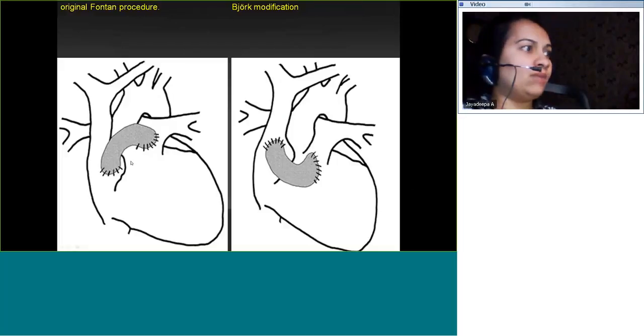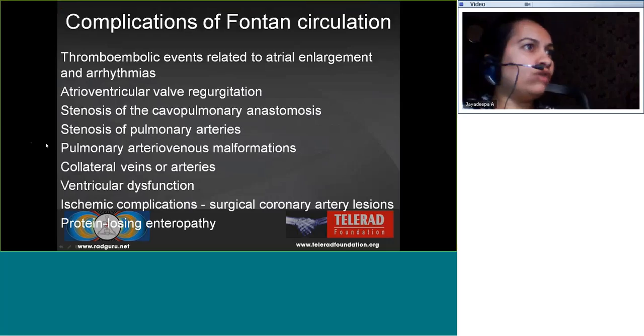Again, showing the original Fontan procedure in which the right atrium and the pulmonary artery are connected, and here's a Bjork modification in which a conduit is placed between the right atrium and the right ventricle. Now, what are the complications of Fontan circulation?